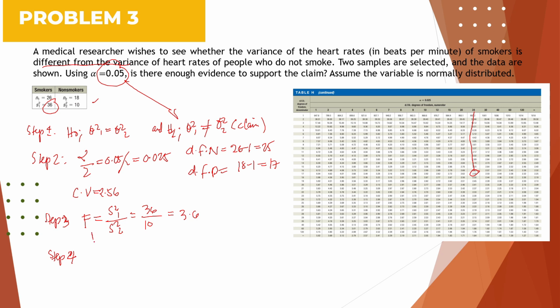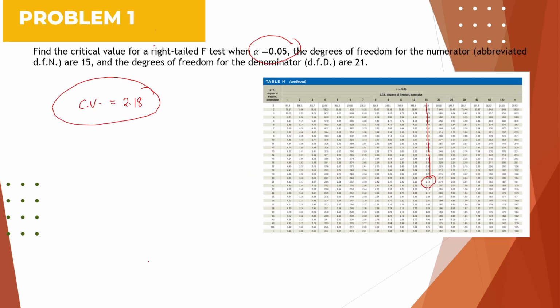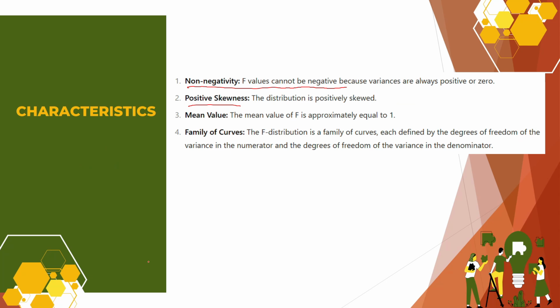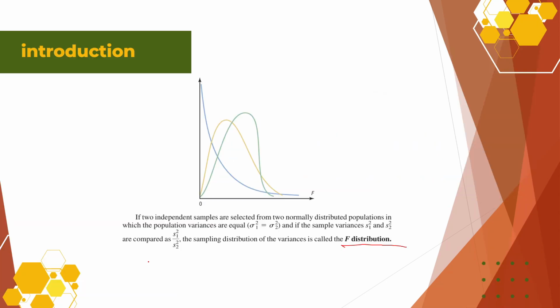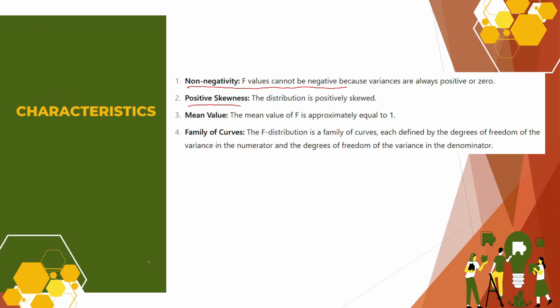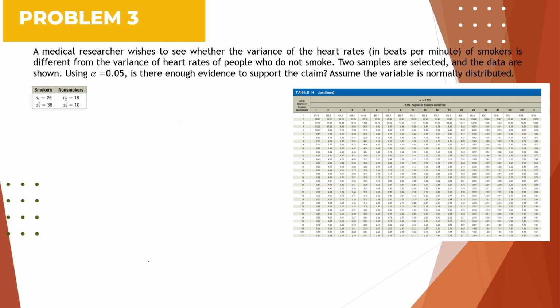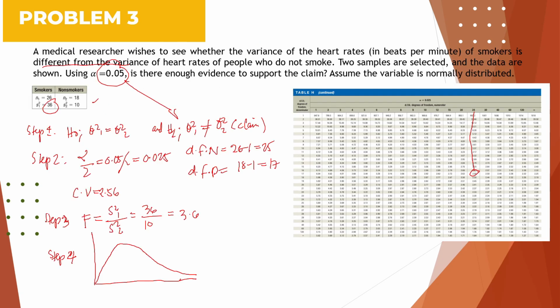And step number 4, we have to decide whether to reject or accept the null hypothesis. So we are going to graph. We have to take note that the distribution is positively skewed, like this, skewed to this part.